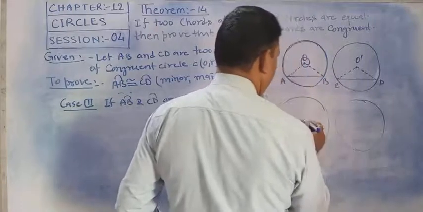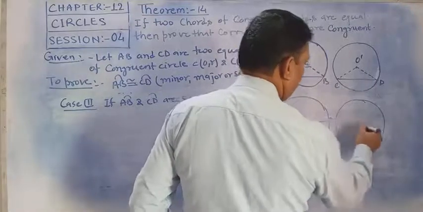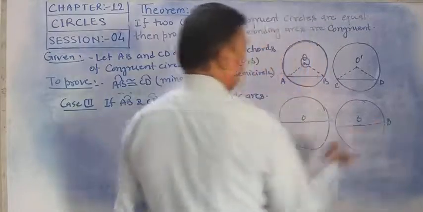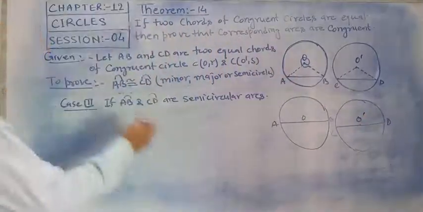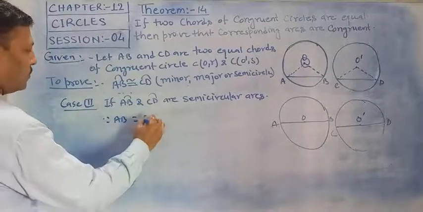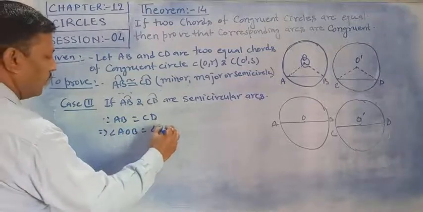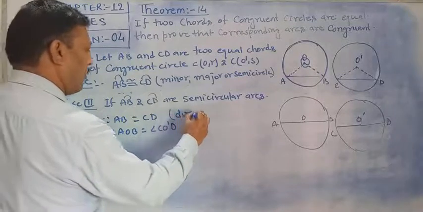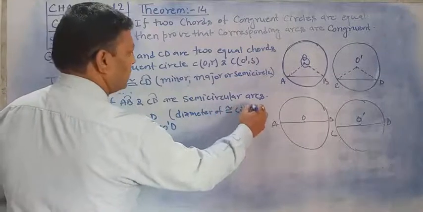So here it is the diameter. Suppose this is the diameter. This is the center O, AB, and this is O dash, this is the CD. And if both are congruent, in that case, since this AB equal to CD, this implies angle AOB equal to angle CO dash D. These are diameters of congruent circles.